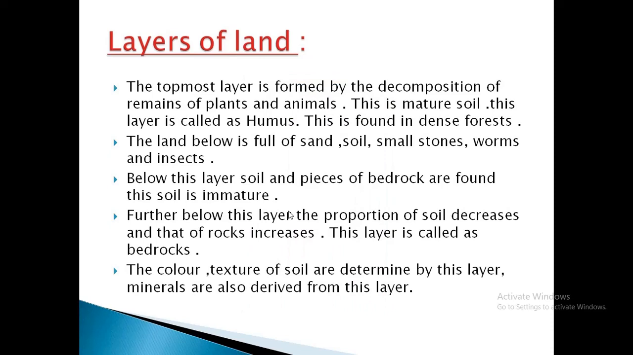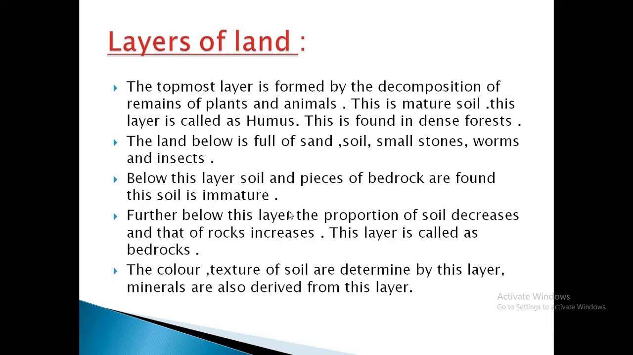The topmost layer is formed by the decomposition of the remains of plants and animals. This is mature soil. This layer is called humus. This is found in dense forest. The land below is full of sand, soil, small stones, worms and insects. Below this layer, soil and pieces of bedrock are found. This soil is immature soil.